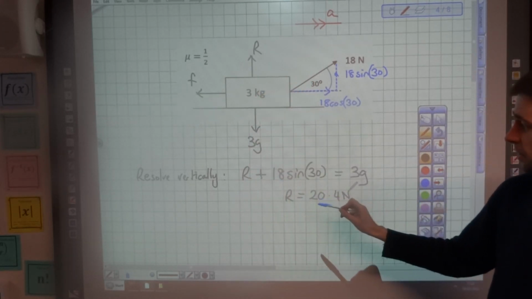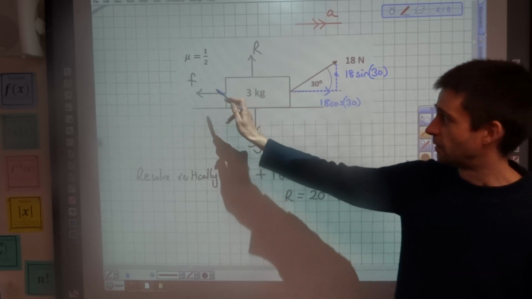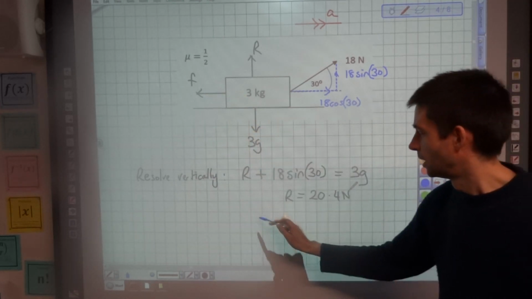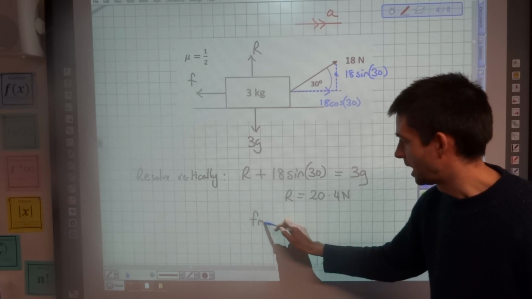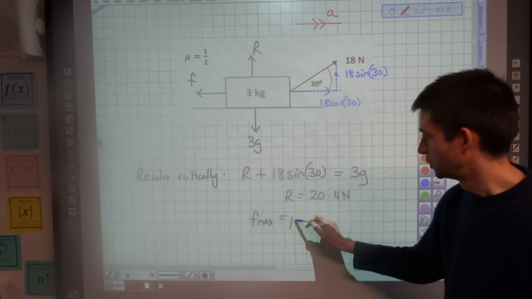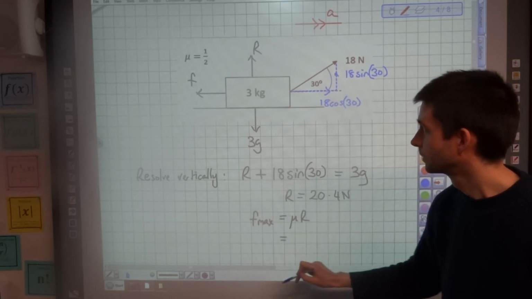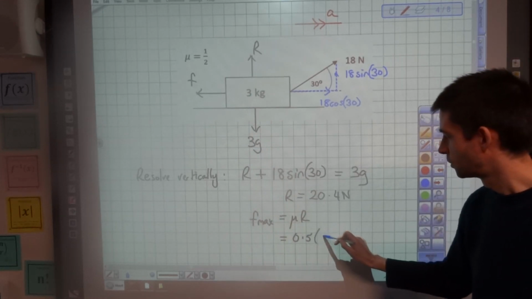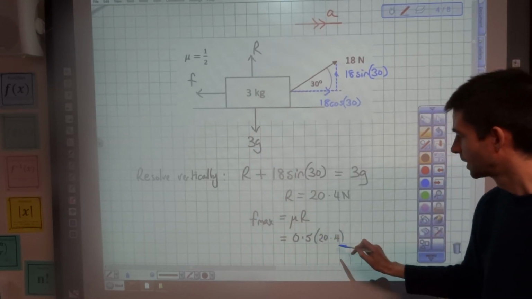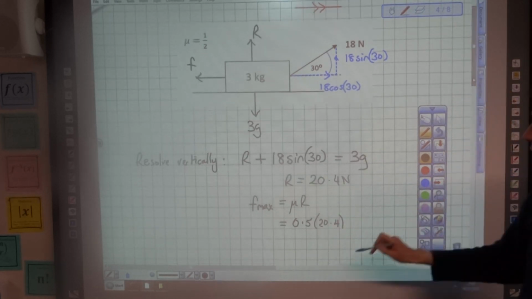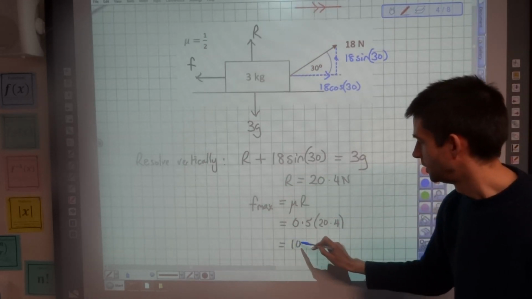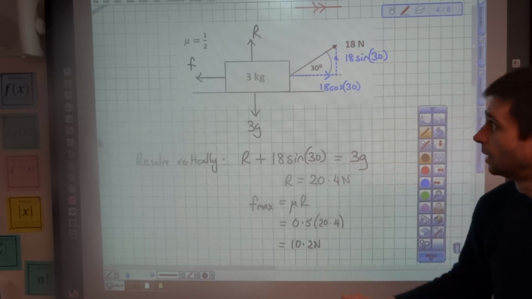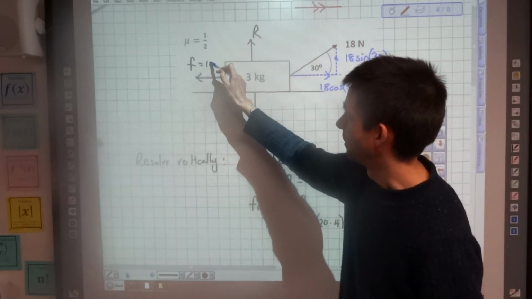Now the purpose of finding out R was so that I could find out friction, and I'm going to use the fact that the maximum friction is equal to mu times R. Mu is 1/2, so I'm going to do 1/2 of 20.4 to get that my friction value is 10.2 newtons. And I'm just going to label that on the diagram here.